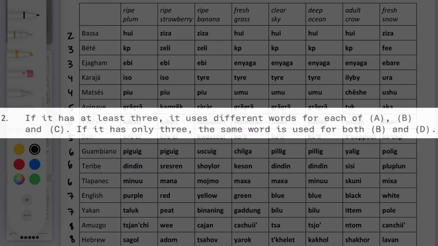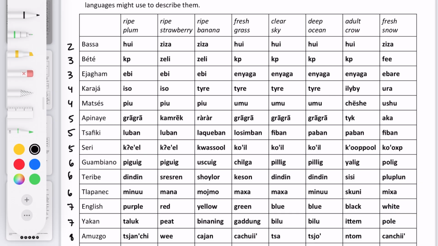So for rule number 2, it states that if it has at least 3 words, it will use different words for A, B, and C. But if it has only 3, the same word is used for both B and D. So this is pretty helpful because it tells us that if a language has 3 words, then B is going to be repeated.